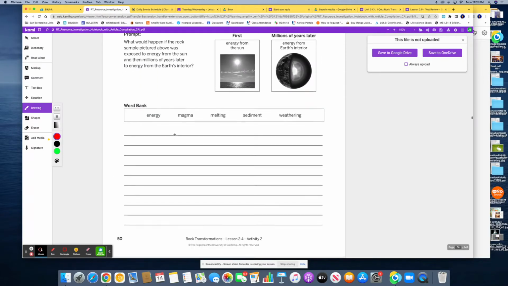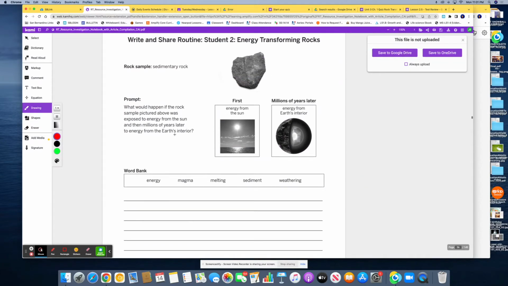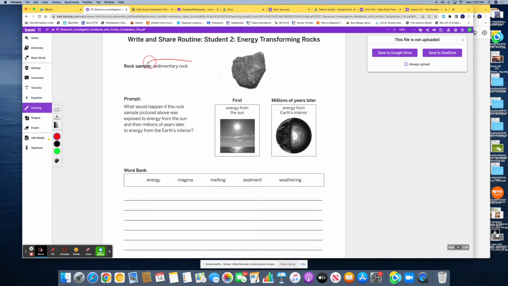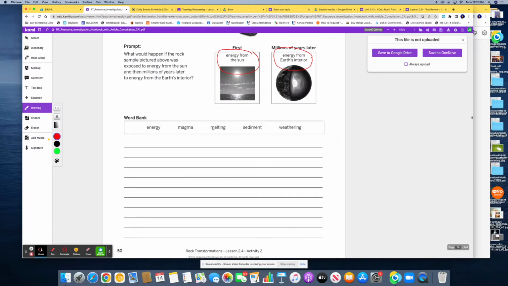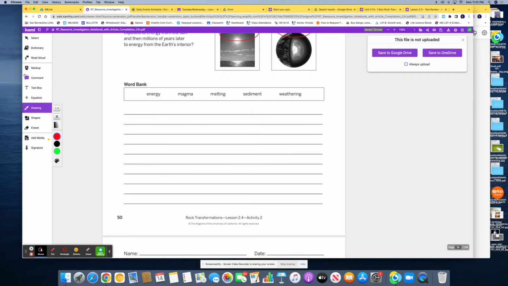So that's page 49. Now we're on page 50. So we're dealing with sedimentary rock. What would happen if the rock sample pictured above was exposed to energy from the sun, and then millions of years later to energy from Earth's interior? Okay, so what would happen? All right, so we're dealing with sedimentary rock. We're on page 50.